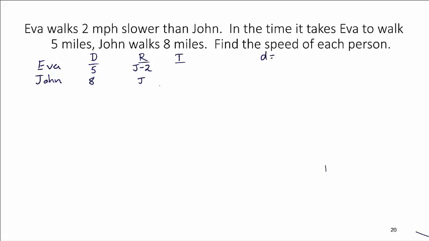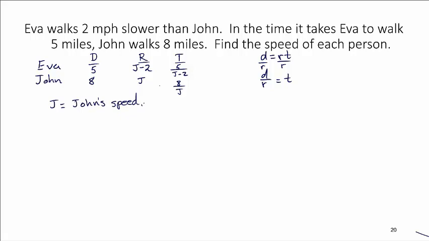And you remember that d equals rt. If we divide both sides by r, we know that d over r is equal to t. So if I have some information about d and r, I can make a statement about t, right? So in Eva's case, t would be 5 over j minus 2. And in John's case, time would be 8 over j. It would also be good to state our variables here, right? So I'm letting j be John's speed, get clear on that, and then j minus 2 would be Eva's speed.